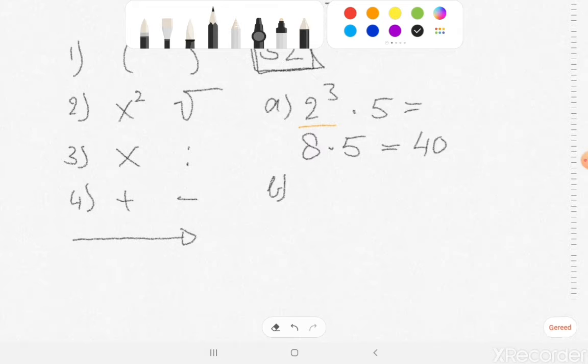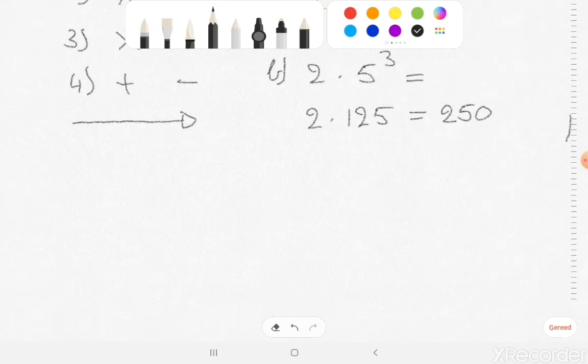B. 2 times 5 to the power of 3. 5 to the power of 3 is 5 times 5 times 5. So that's 2 times 125. And 2 times 125 is 250.